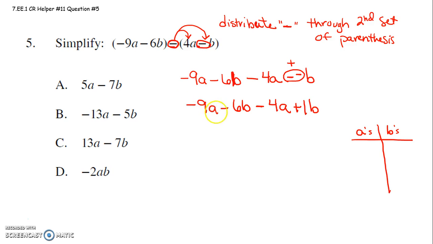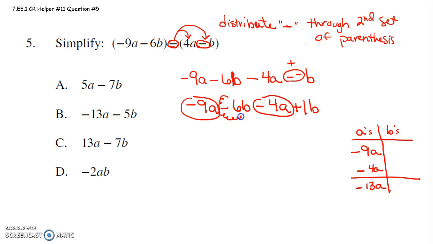So with our A's, you see we have a negative 9a. So in my chart, I'd write minus 9a. And you'll see you have a negative 4a. So in my chart, I write minus 4a. Signs are the same. Find the sum, keep the sign. 9a, 4a gets us to 13a. Keep the sign.